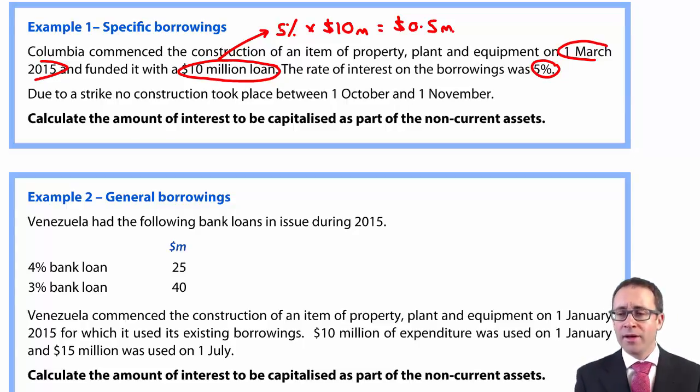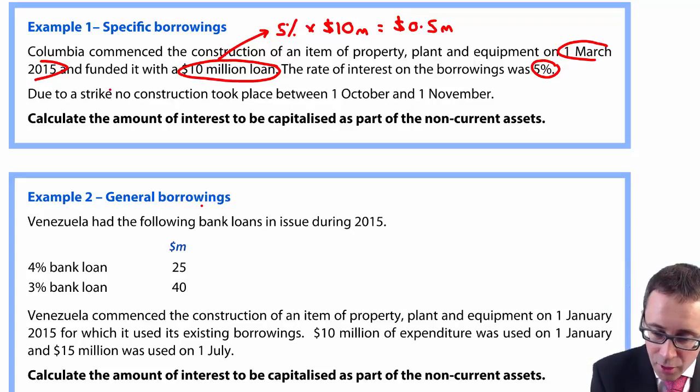The issue that you've got, however, is that we started it on the 1st of March, wasn't it? So if you go from the 1st of March to the end of December, that is 10 months, isn't it? So I'm looking to capitalize the interest for 10 months, but do just be aware.